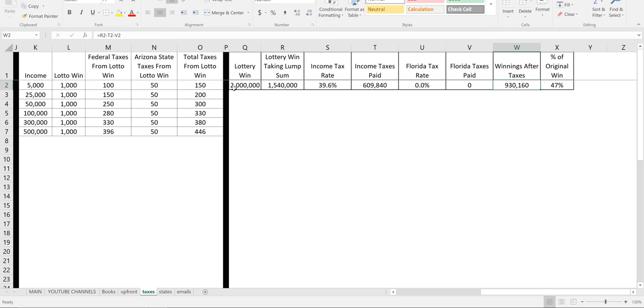So of the original $2 million, he gets a little less than half of it, 47%, which is actually a lot higher than I'm used to seeing. A lot of times I see it's around 35% when you hit a big jackpot. So that actually is higher than most, even though it's less than half.